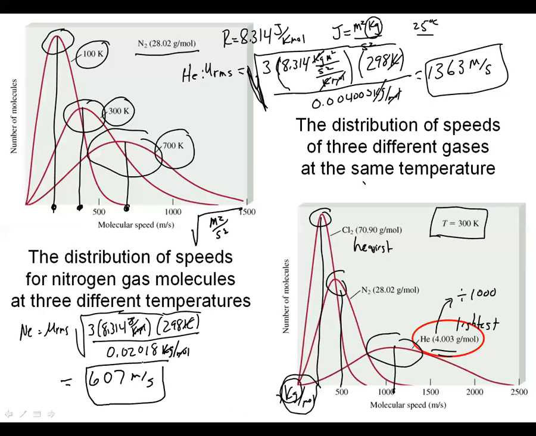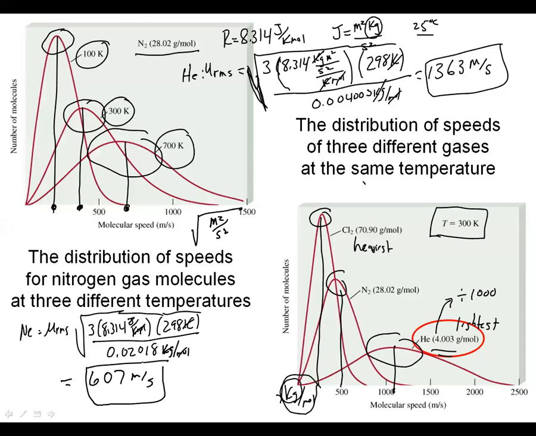So again, the important thing when you do these calculations is to make sure you use the correct gas constant, which is 8.314. And you also need to make sure that you convert the molar mass into kilograms per mole. That way, all the units will actually calculate out correctly. You'll end up with meters per second.